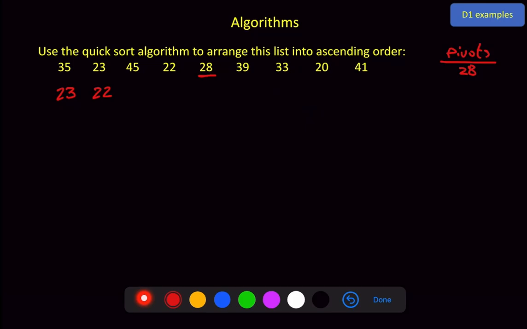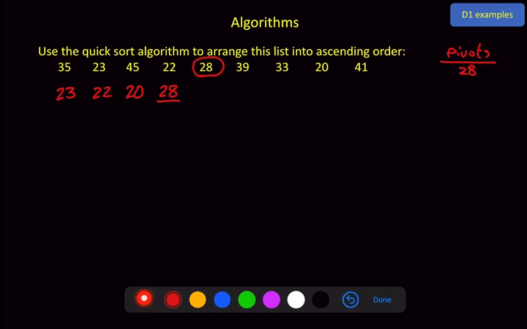Miss the 28 because we need to do the whole list first. 39 is bigger, 33 is bigger, 20 is smaller, 41 is bigger. Now I've done all of the smaller numbers, so now 28, and that is where it needs to be. So let me change my notation to match what I usually do. I put a circle around the pivots, and I underline them once they are in their place.